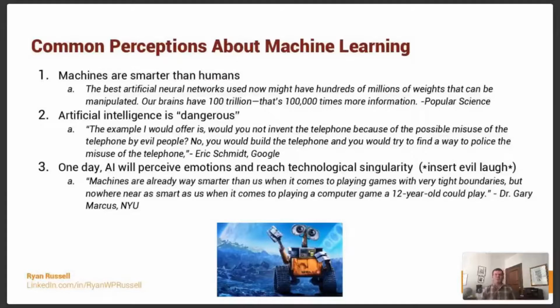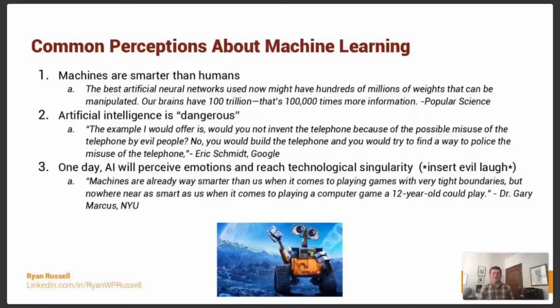A recent study from Popular Science showed us that the best artificial neural networks that we have right now have hundreds of millions of weights that can be manipulated. Right, our brains have over 100 trillion weights that can be manipulated. Right, so we're at a 6-figure level of what human brains can accomplish, far beyond the most advanced artificial neural networks that exist. Right, what that means is that humans have a vast amount more capabilities in our brains than the best machine learning capabilities right now.